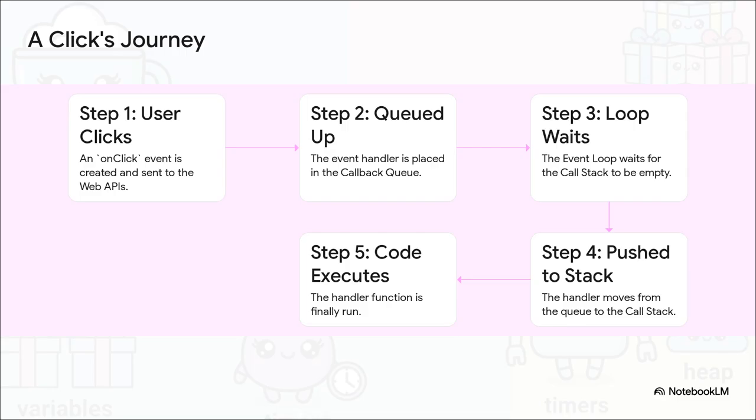So, a user clicks a button. The function for that click, the event handler, doesn't run right away. Instead, it gets put in a line, the callback queue. All the while, the event loop is constantly checking in on the call stack, basically asking, "You busy? You busy?" The instant the call stack is empty, the event loop grabs that click handler from the queue, pushes it onto the stack, and then, finally, it gets executed. This whole dance is the secret to how JavaScript can handle so many things at once without just freezing up the browser.